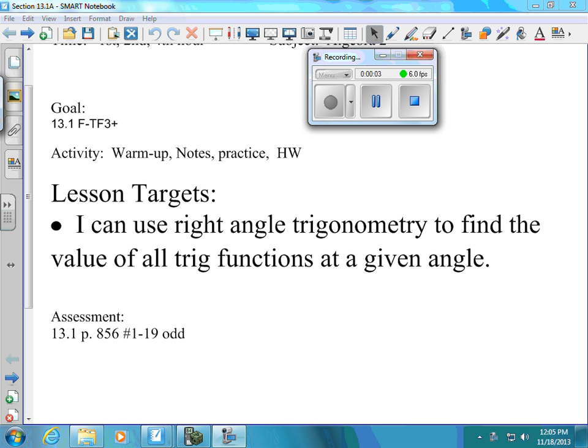Welcome back. We're going to start on our next unit. This involves trigonometry, chapter 13. So let the trig begin today.